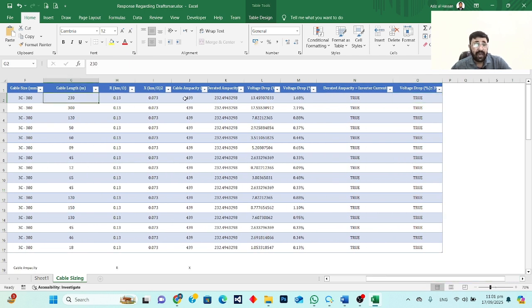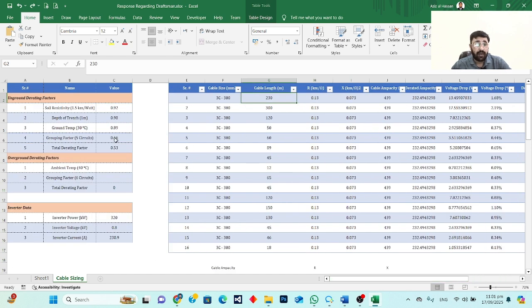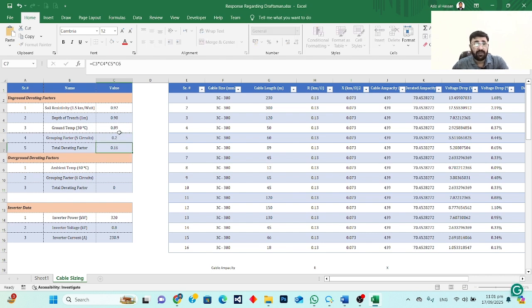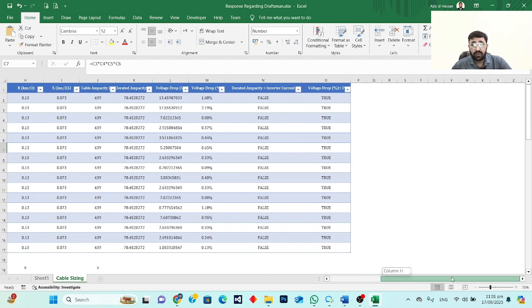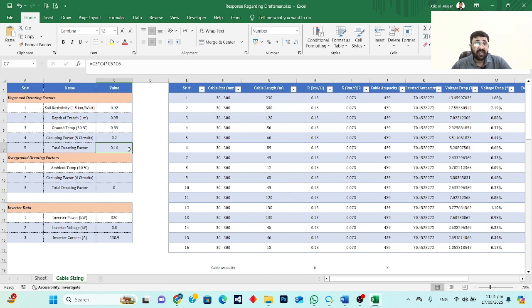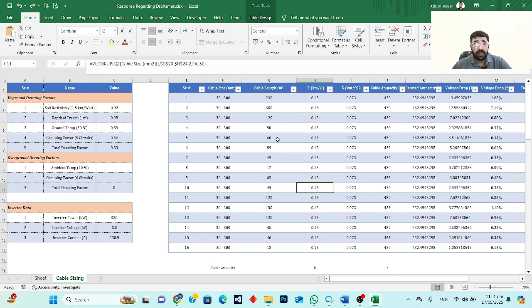So when I check that I have increased the length, you can see that the voltage drop increases above 3%. This will show that it is false. When I increase the factors, like I have applied this 0.2 and 0.96, you can see that this criteria is not satisfied. So they are showing that it is false. So these are the cable sizing. When we are doing the cable sizing, it is very important.